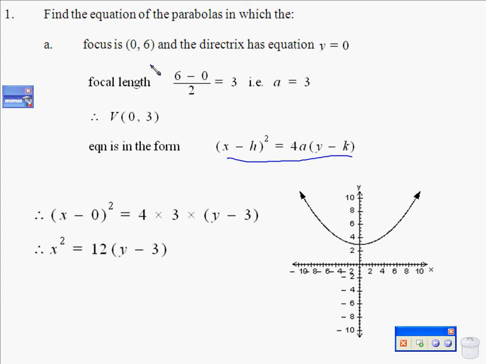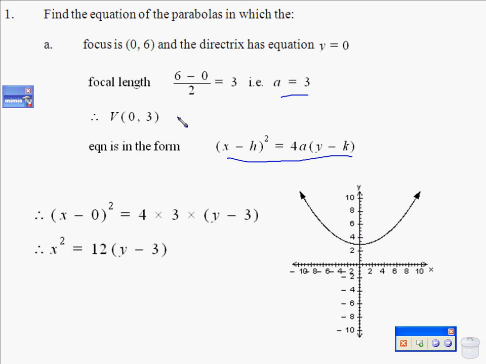We're told that the focus is 0, 6 up here. Our vertex must be right in the middle again, between our focus and our directrix. So what we do is find the focal length. I know the distance between the focus and the directrix is 6, so I divide it by 2 because the vertex is at the midpoint there. That's going to give me a focal length of 3. And I've just done the y value of the midpoint, so the vertex is going to be 0, 3.